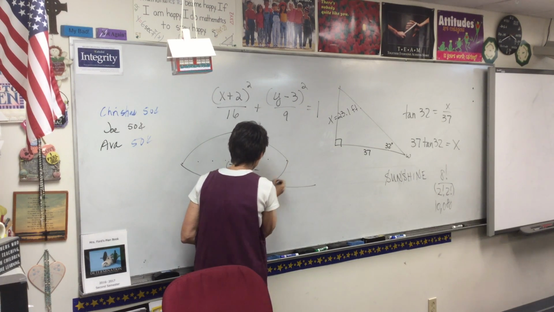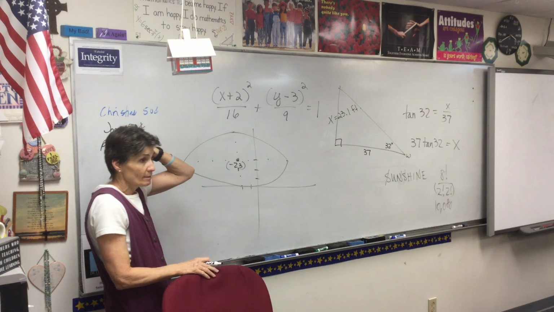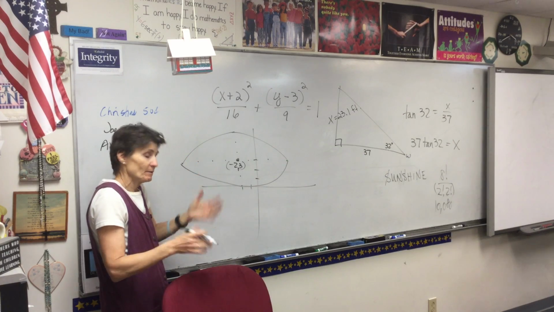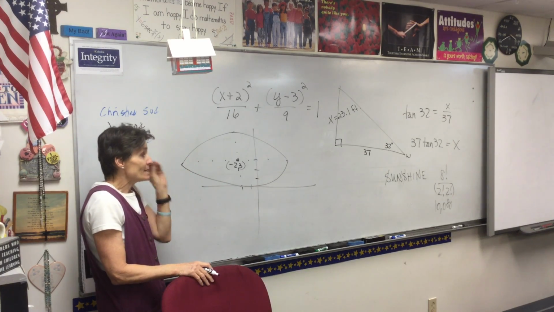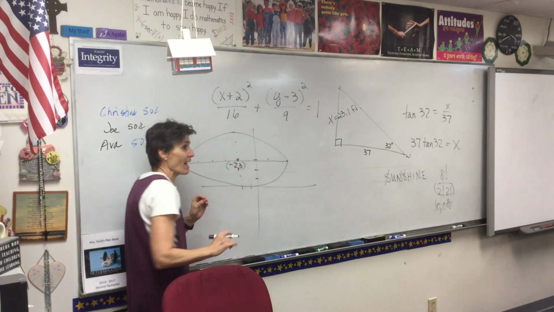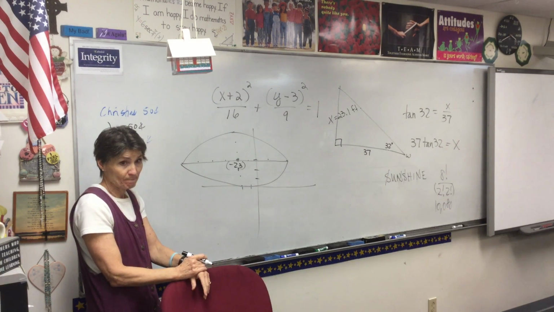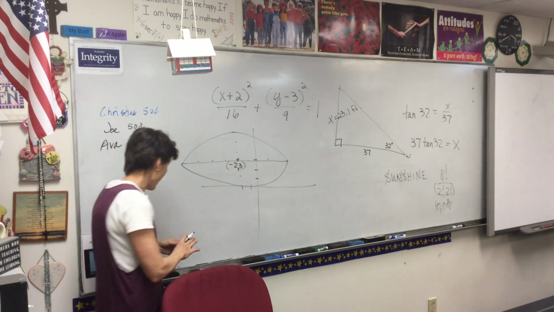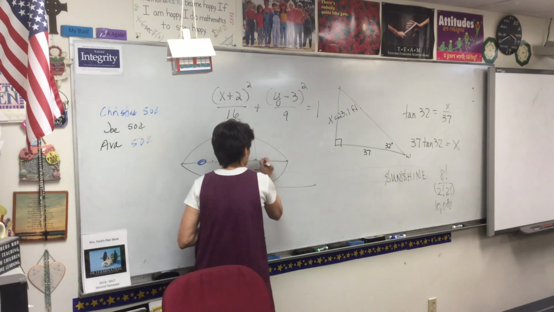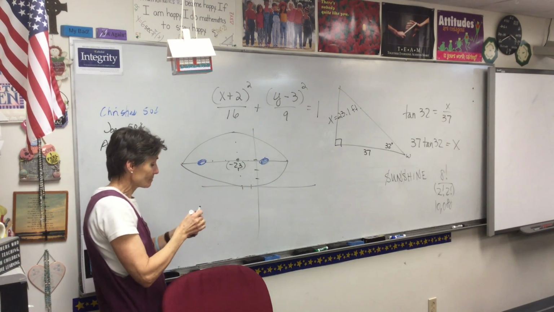Now, I am not going to waste time figuring out these points. I certainly could, but they're not the foci. They're the vertices, and I don't need those. But if you want to figure them out, that's fine. What you need to know is this is the long axis. That is the major axis because I went sideways 4 and up and down only 3, right? So the foci are somewhere on here. They're always on the longer axis.